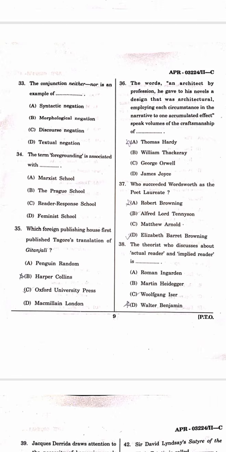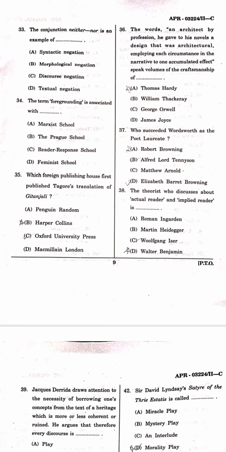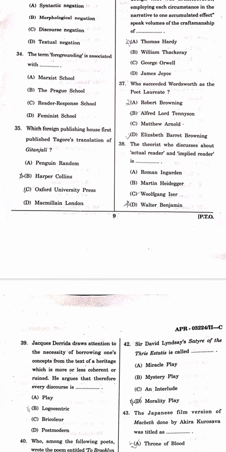Question number 37. Who succeeded Wordsworth as the poet laureate? And the correct option is Alfred Lord Tennyson. Question number 38. The theorist who discusses the actual reader and implied reader. And the correct option is Wolfgang Iser. Wolfgang Iser was the first person who talked about the actual reader and implied reader.